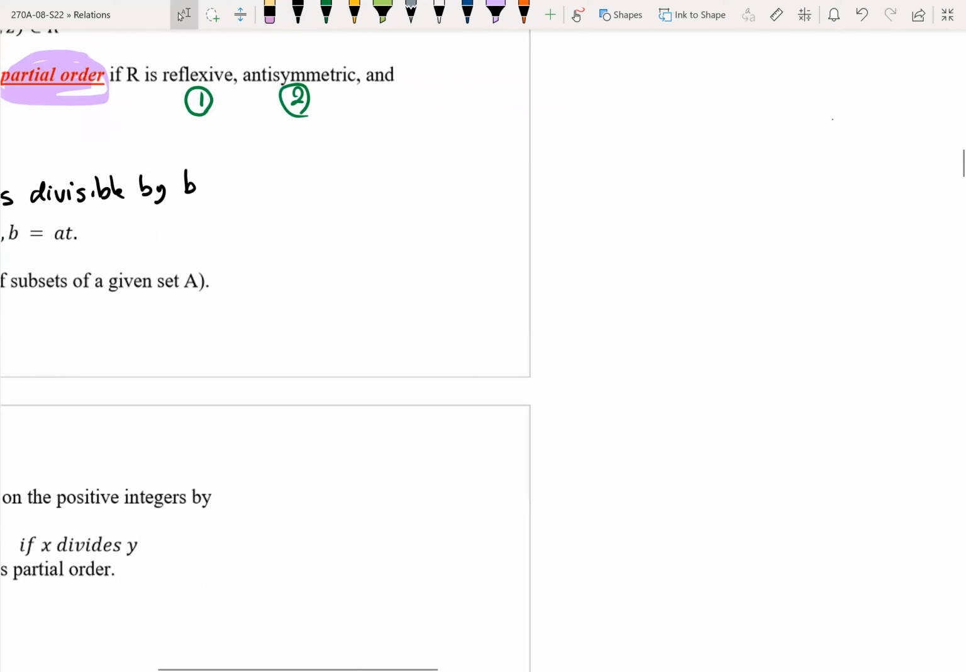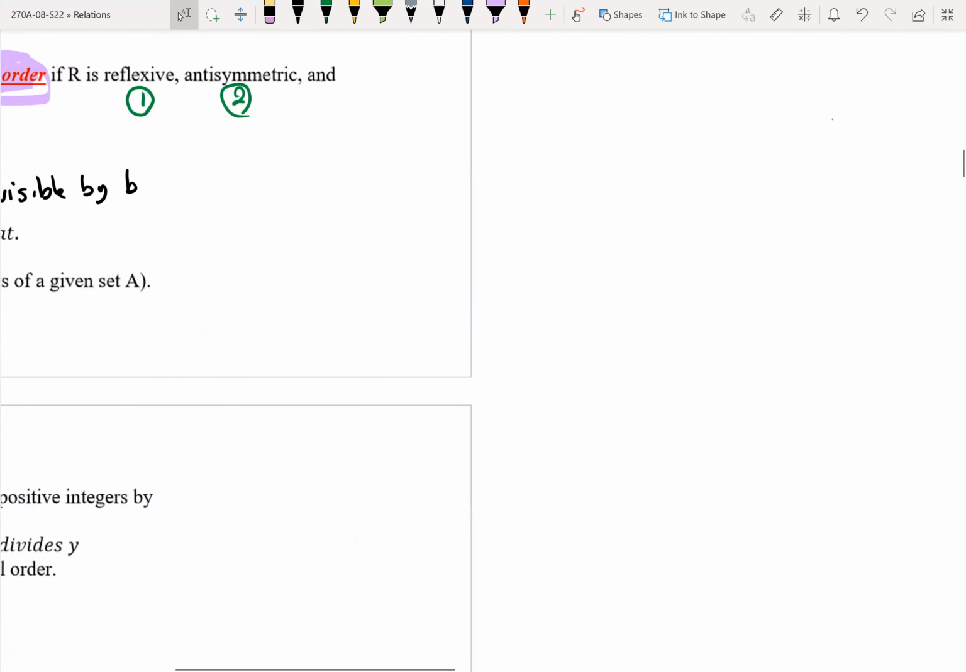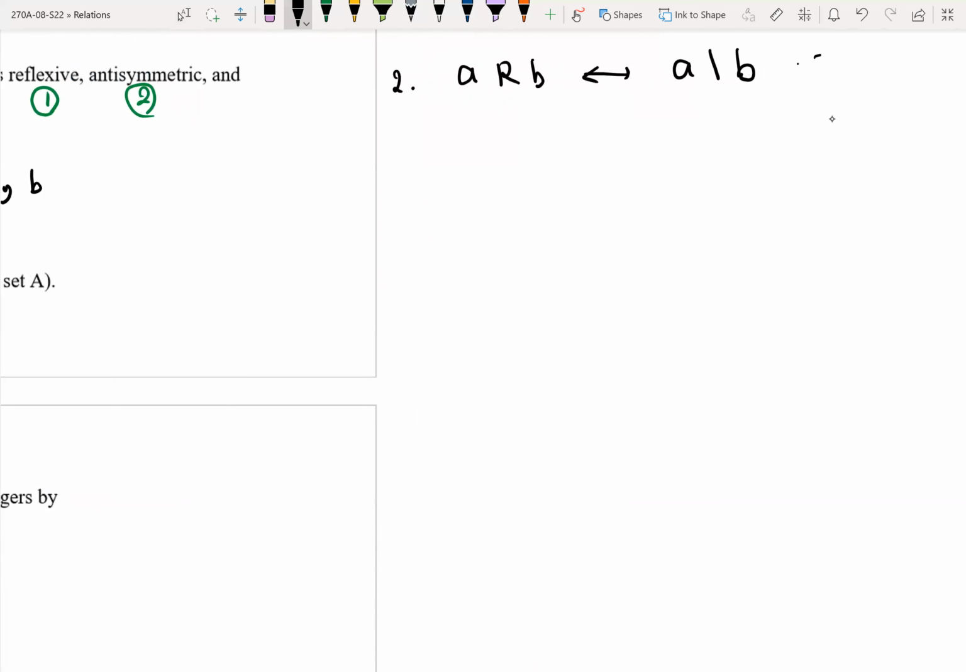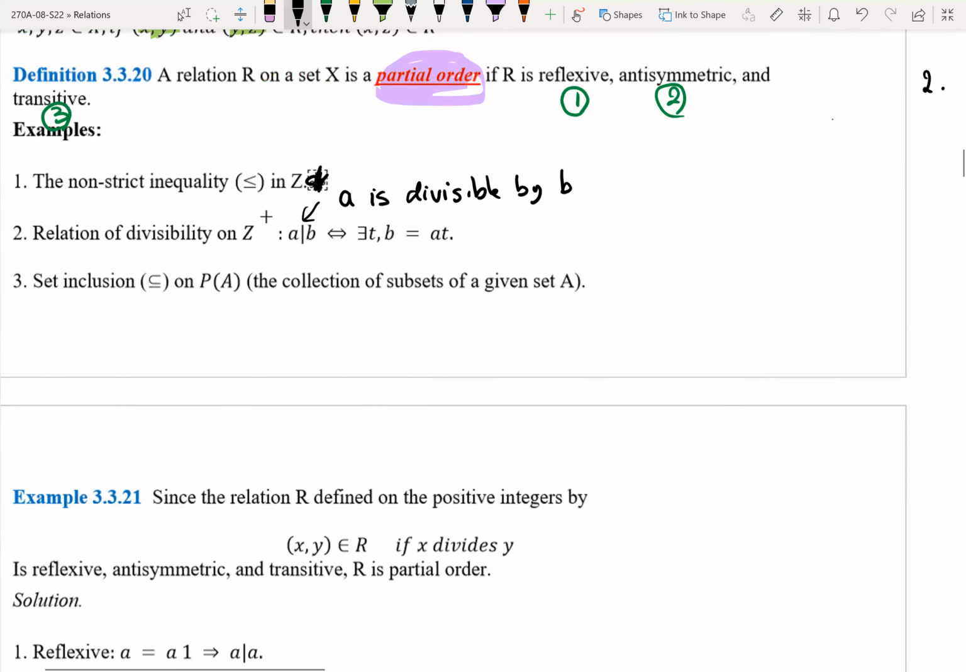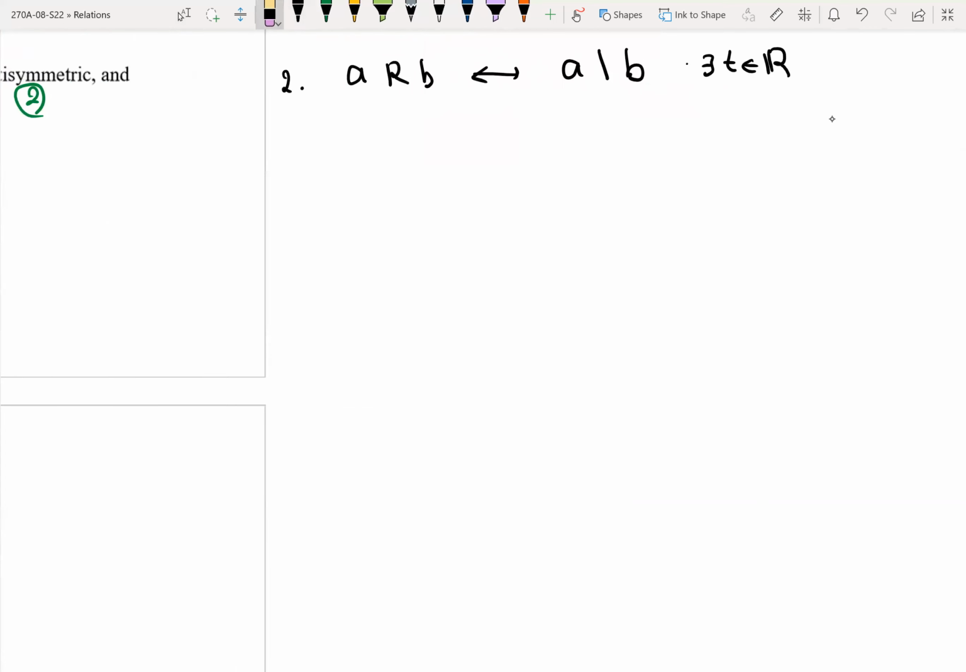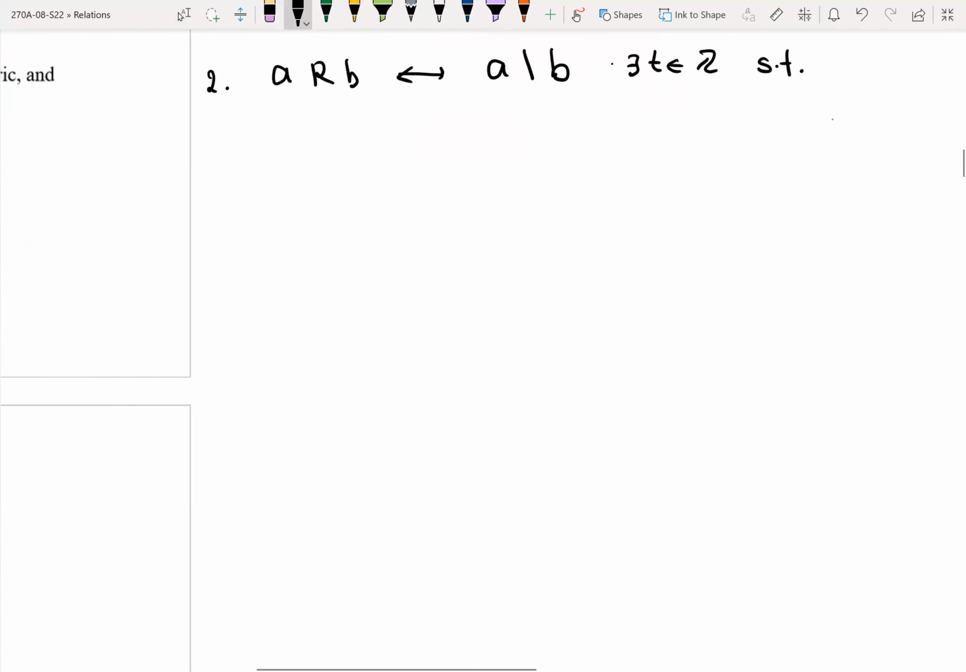This is example number 2. So come over here and write number 2, which is A is related to B if and only if A divides B. A divides B, which is the same as there exists one scalar. Actually, this is all for integers, only for integers, such that B is T times A.